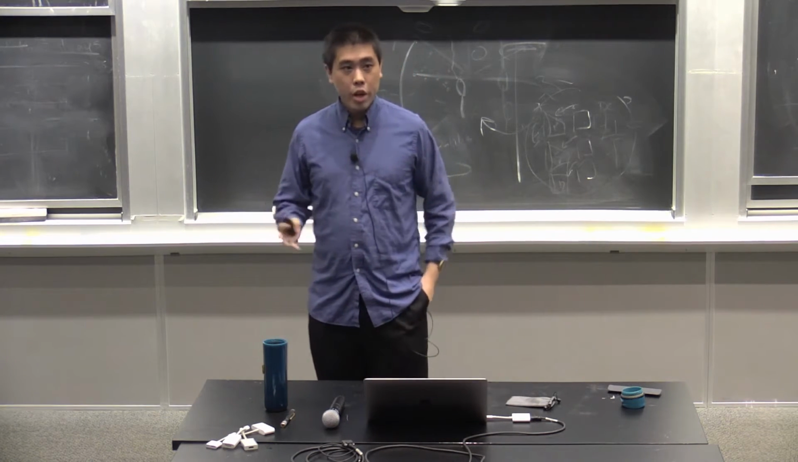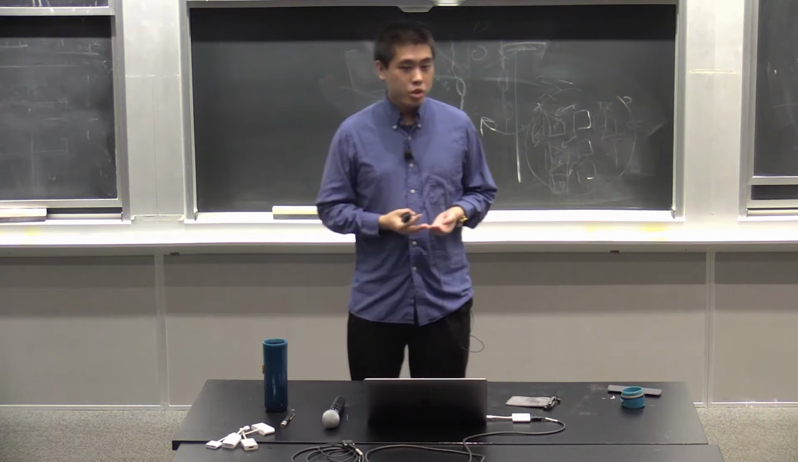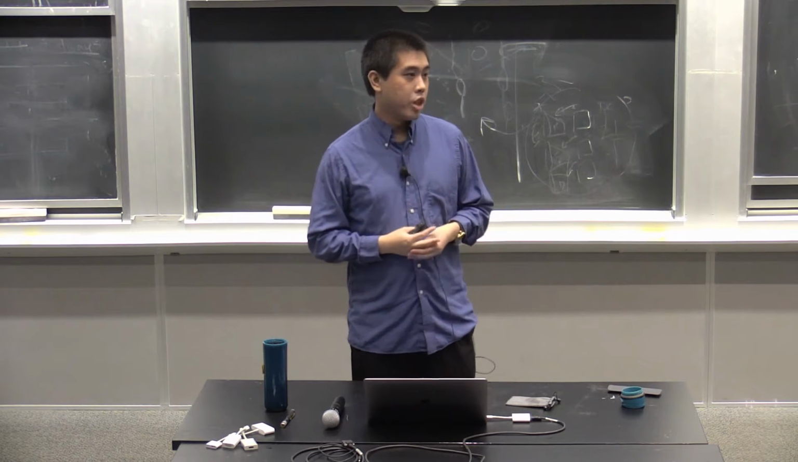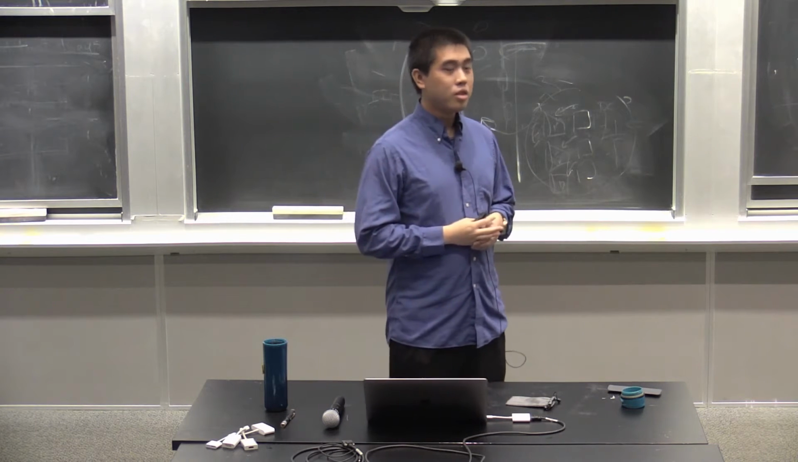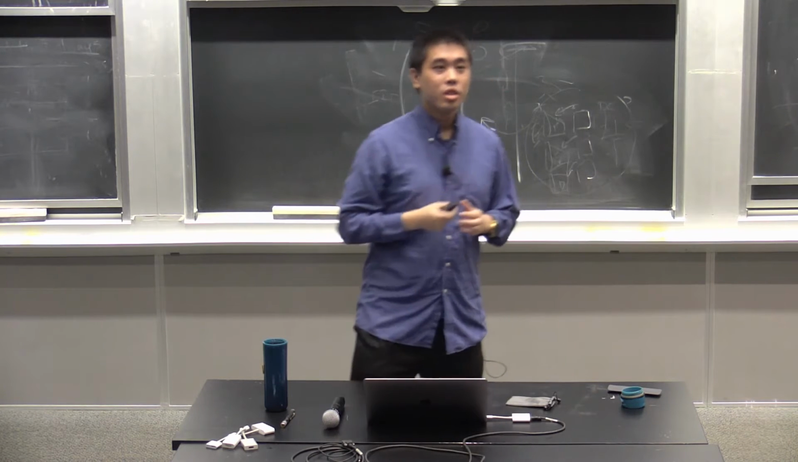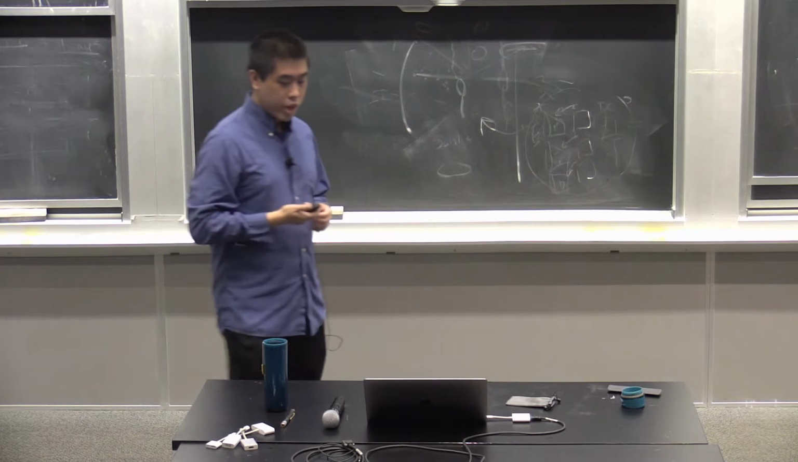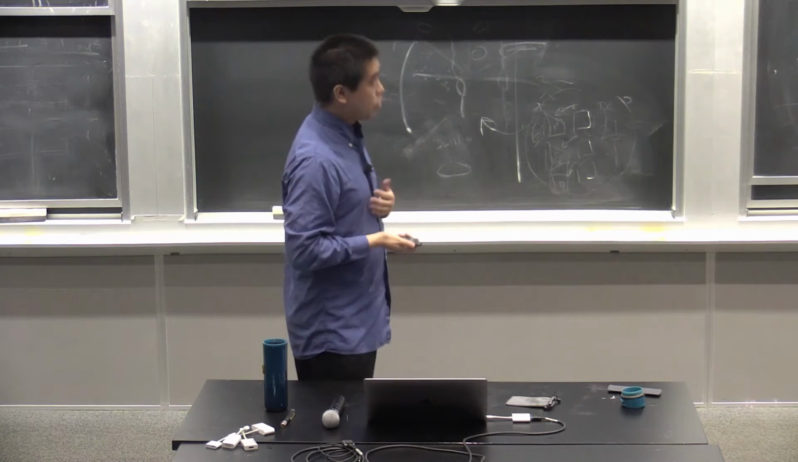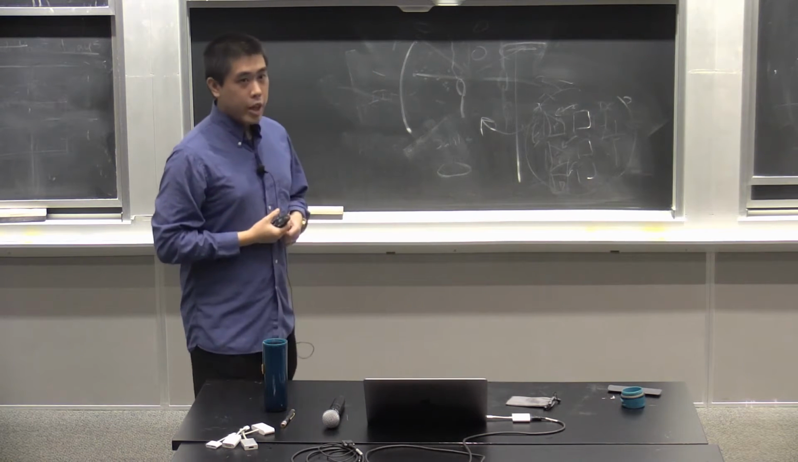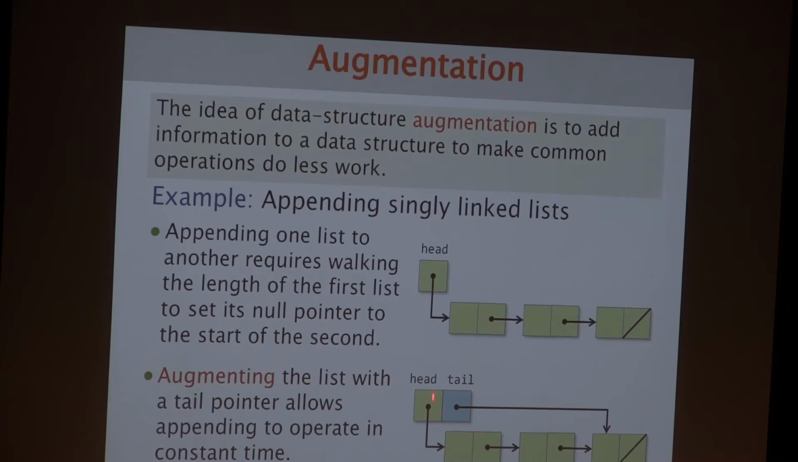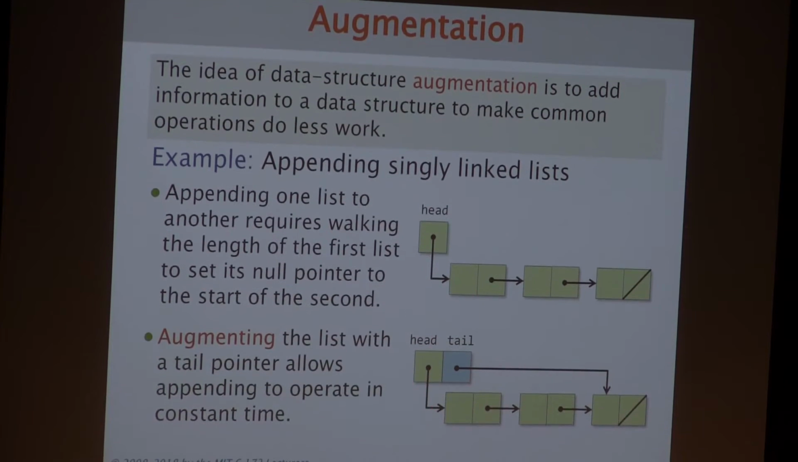So does anyone see a way to augment this data structure so that appending two lists can be done much more efficiently? Yes? Store a pointer to the last value. Yeah, so the answer is to store a pointer to the last value, and we call that the tail pointer. So now we have two pointers, both the head and the tail. The head points to the beginning of the list, the tail points to the end of the list.